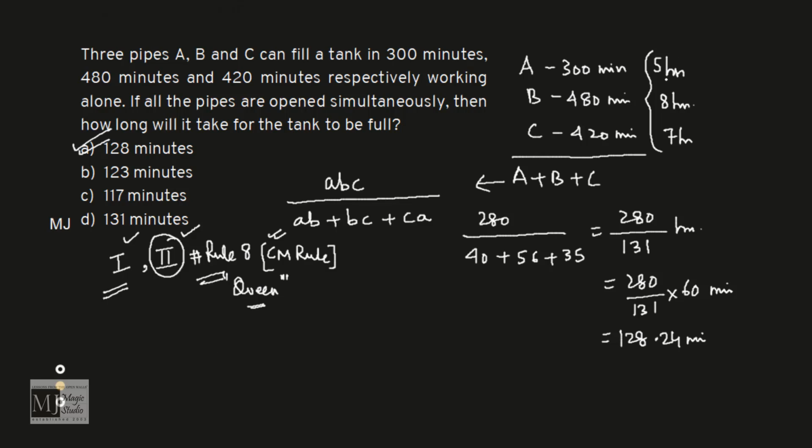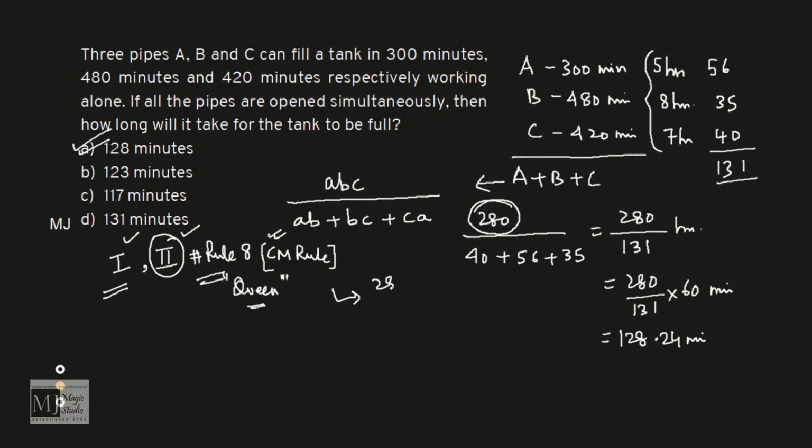Okay, let's move on. In case of 5, 8, 7, since these are co-primes to each other, LCM would be just 5 into 8 into 7, isn't it? LCM would be just 5 into 8 into 7. Now, 5 into 8 into 7 is 280. 280 divided by 5, we'll end up with 56. 280 divided by 8, we'll end up with 35. 280 divided by 7, we'll end up with 40. 40 plus 56 plus 35 is 131. Same thing we end up with.